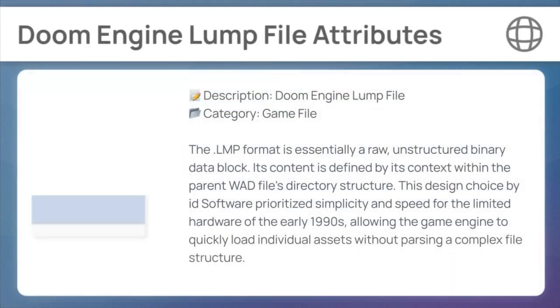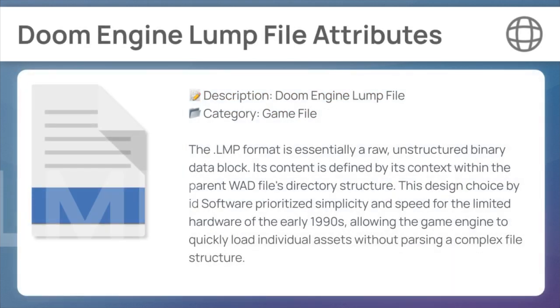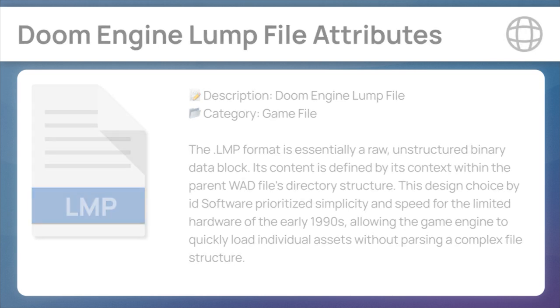The LMP format is essentially a raw, unstructured binary data block. Its content is defined by its context within the parent WAD file's directory structure. This design choice by id Software prioritized simplicity and speed for the limited hardware of the early 1990s, allowing the game engine to quickly load individual assets without parsing a complex file structure.